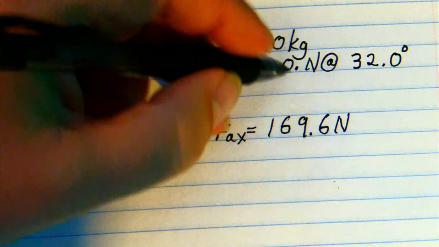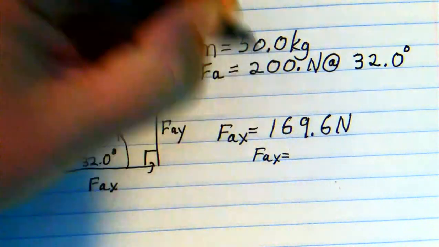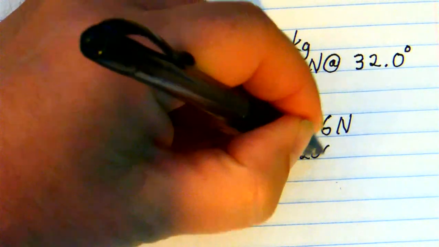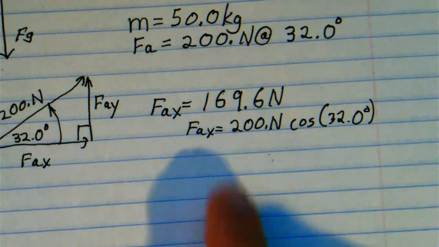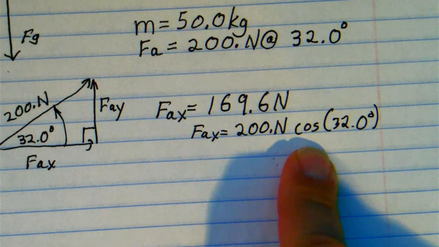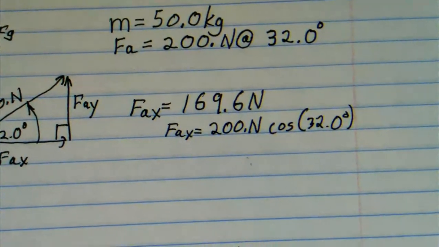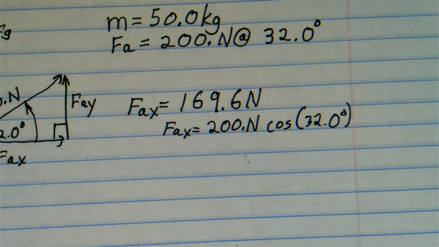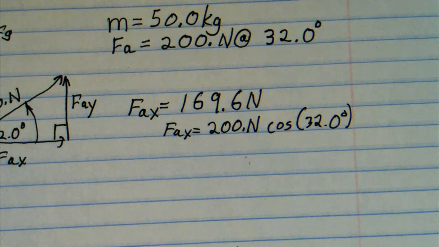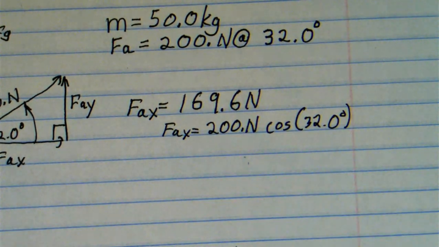Because the adjacent side is the product of the hypotenuse times the cosine of the reference angle. So in my calculator, I typed in 200 cosine 32 because it automatically multiplies it. I didn't have to type the times. 200 cosine 32. You should do that right now and verify that, oh, yes, I get 169.6 newtons.